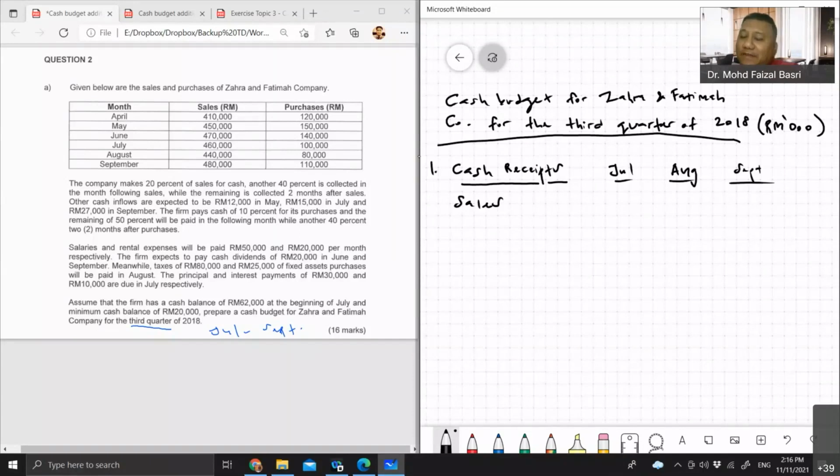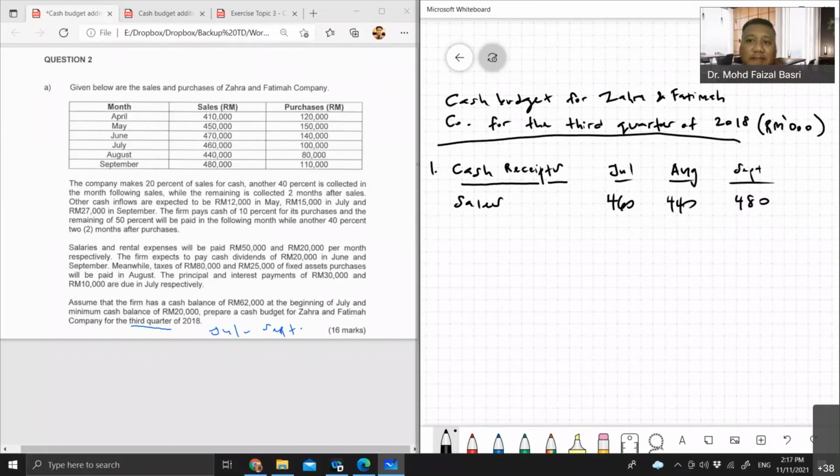For sales, it's very straightforward. What you need to do is just copy from the question. Remember, cash receipts are incoming money, and the majority of funds for a company comes from sales when they do business. Obviously the income comes from sales. So July is 460,000, so I'm going to put 460 here. August is 440,000, and September is 480,000. Very straightforward.